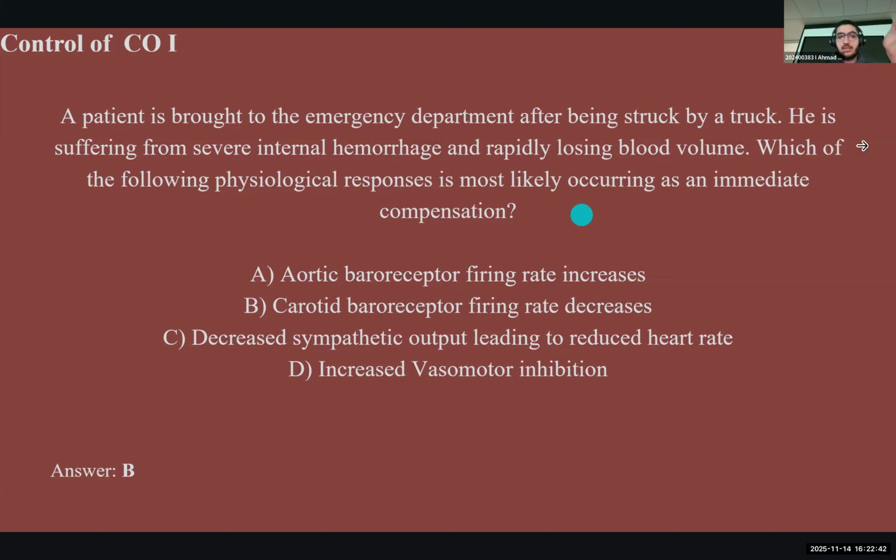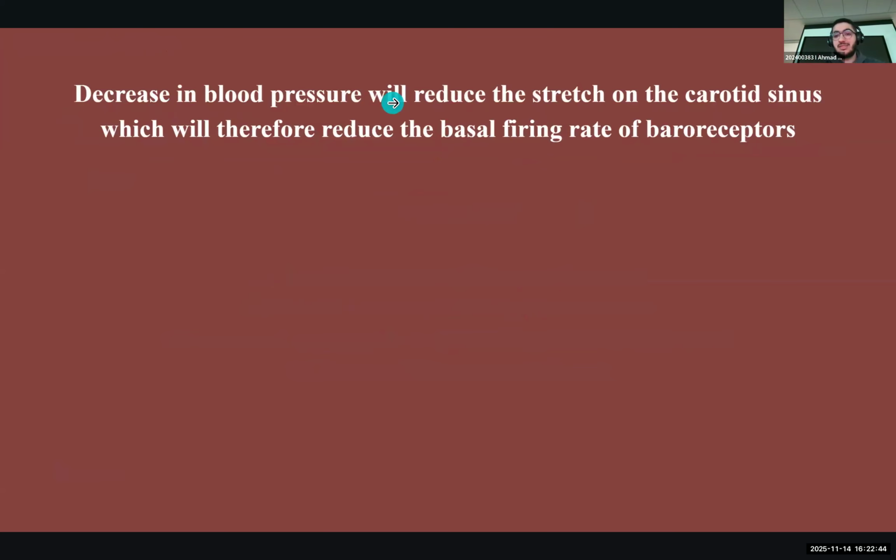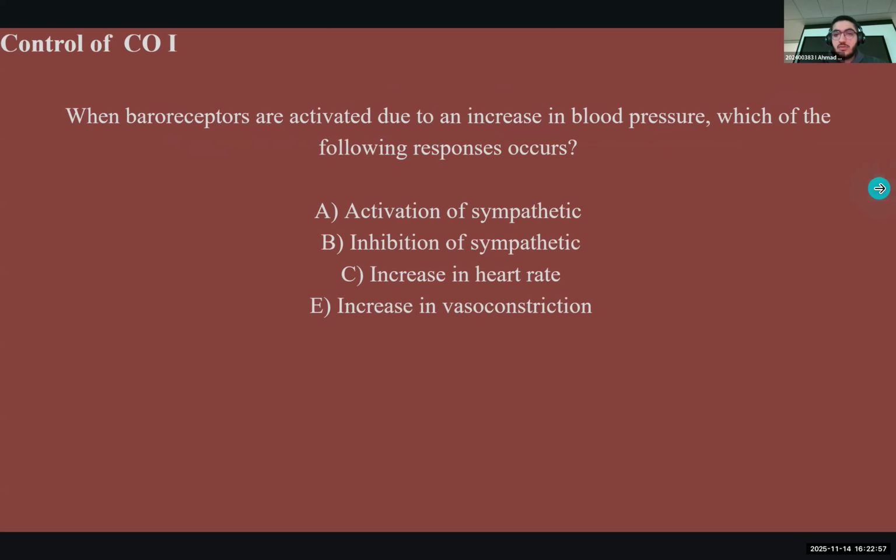Okay, so here's what I said. Basically, a decrease in blood pressure will reduce the stretch of the carotid sinus, and therefore reduce the basal firing rate of baroreceptors. And if you want to continue, it will cause the brain to increase the sympathetic or decrease parasympathetic. Just to make sure that everyone understands this concept, because I guarantee it will be asked, because every year they ask about it, and it's very important.